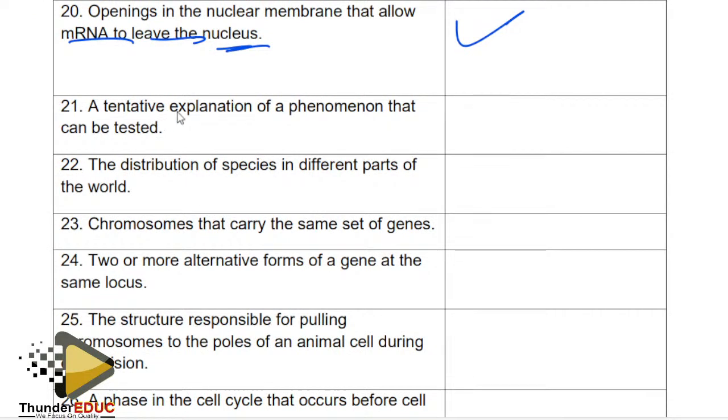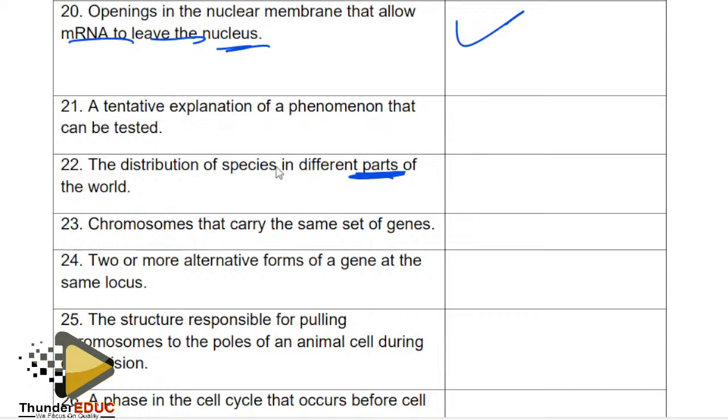They're saying a tentative explanation of a phenomenon that can be tested. You see now, it's tentative. So it becomes a hypothesis. Distribution of species in different parts of the world. Different parts of the world is geography.